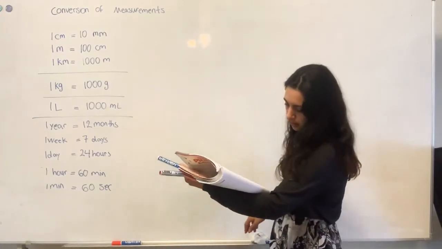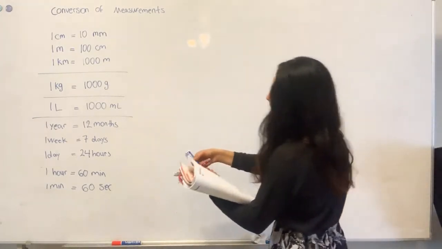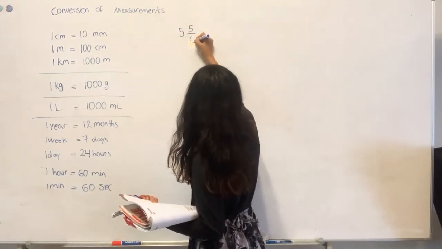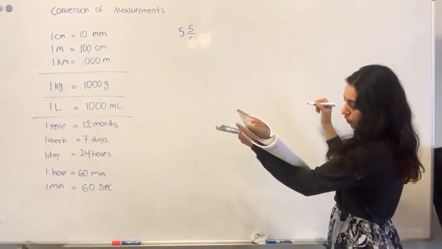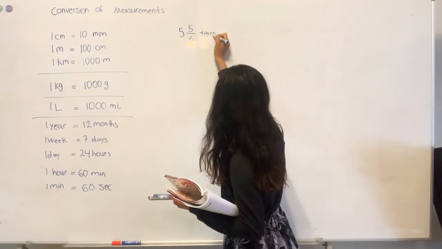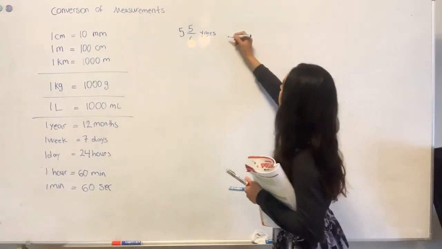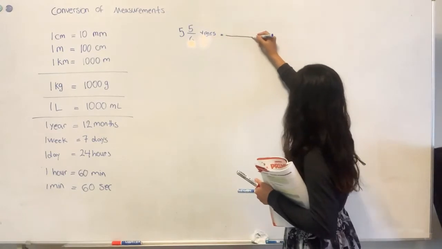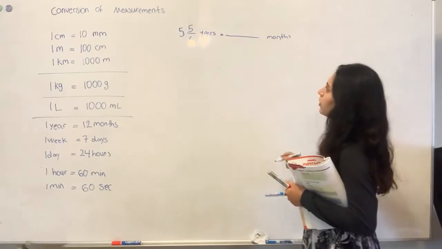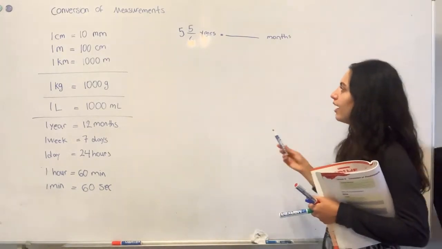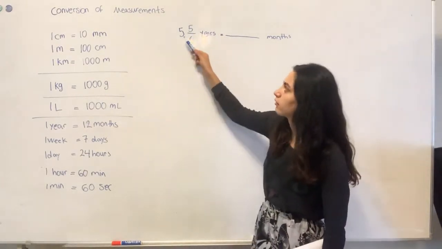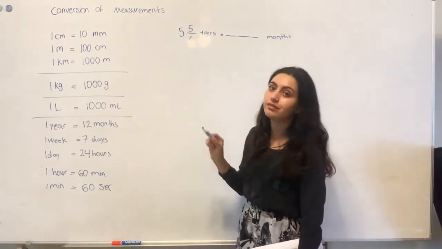Another question, express 5 over 6, 5 over 6 years. It's asking for months. So in this question, we have a mixed fraction. This is not just a fraction. We have a mixed fraction. So we have to do it separately.